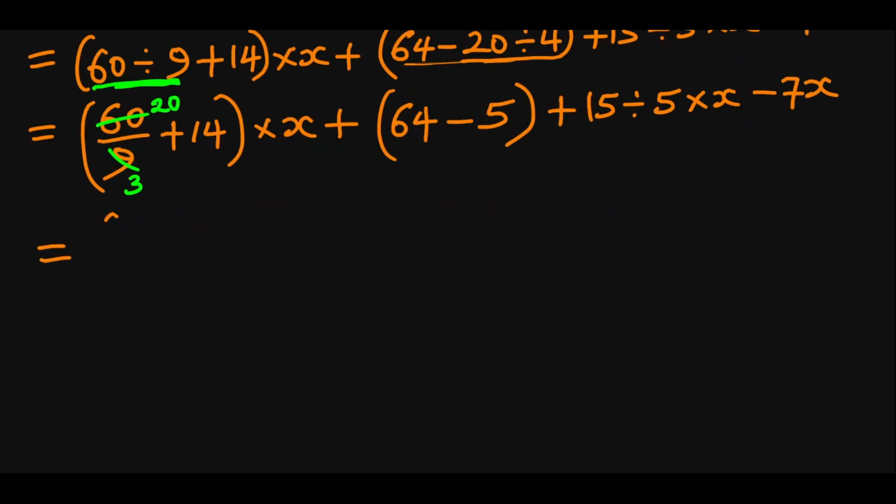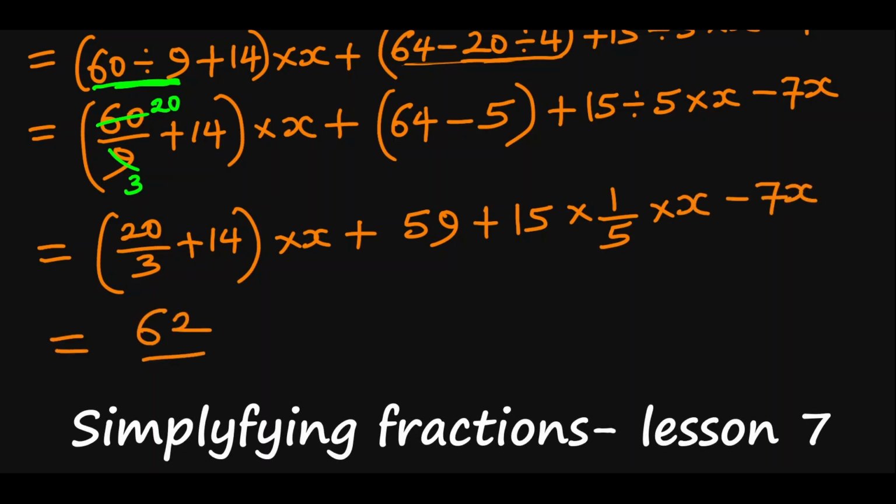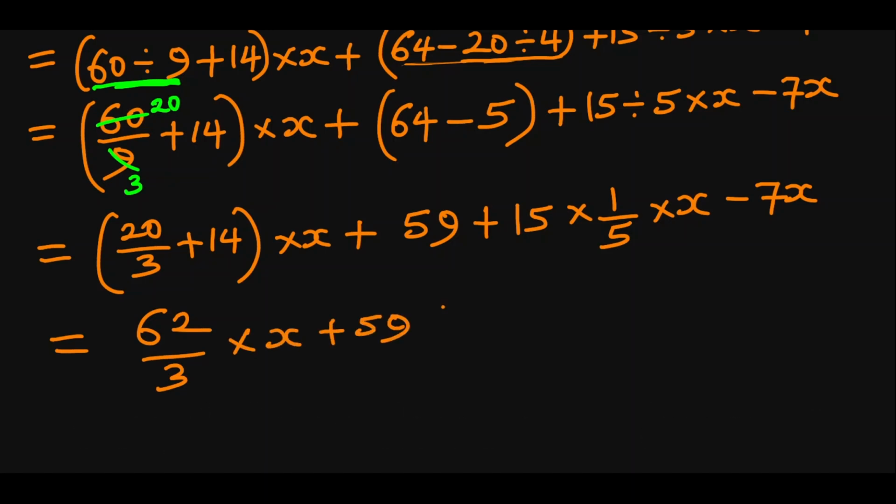So this gives us 20 over 3 plus 14 times x plus 64 minus 5, 59. Then the bracket goes away, plus 15. The divided by 5, we'll change it to the reciprocal. Remember one of the concepts we discussed. So that gives us times 1 over 5 times x minus 7x. If we simplify this, it gives us 62 over 3. Then the bracket goes away, times x plus 59 plus 15 times 1 over 5 times x minus 7x.